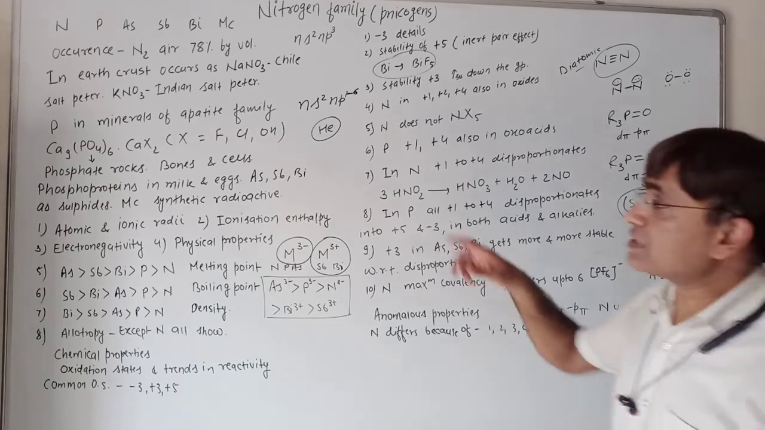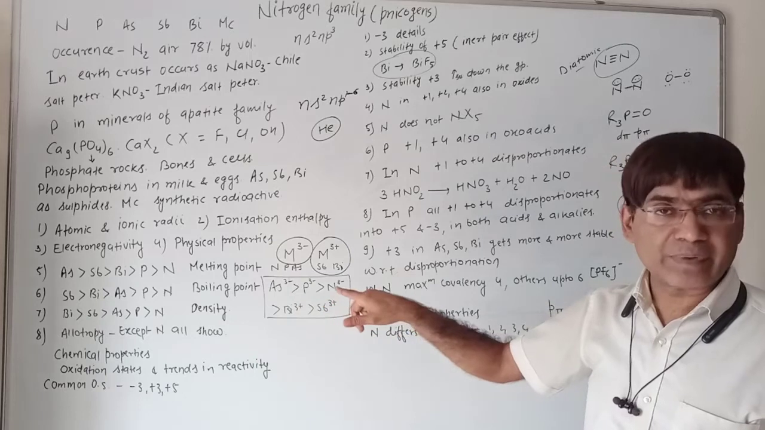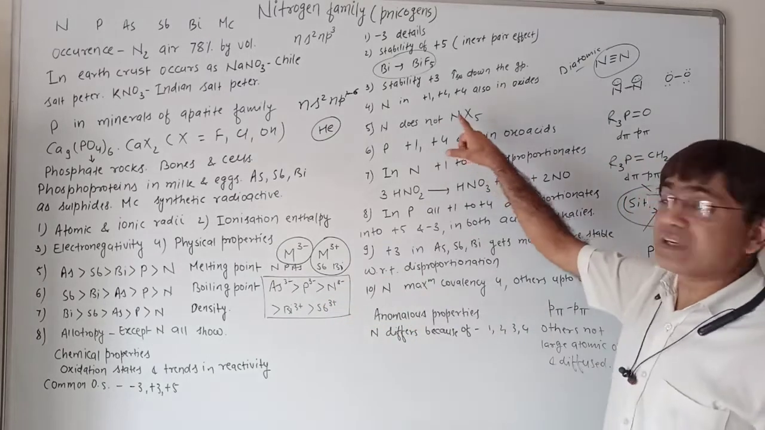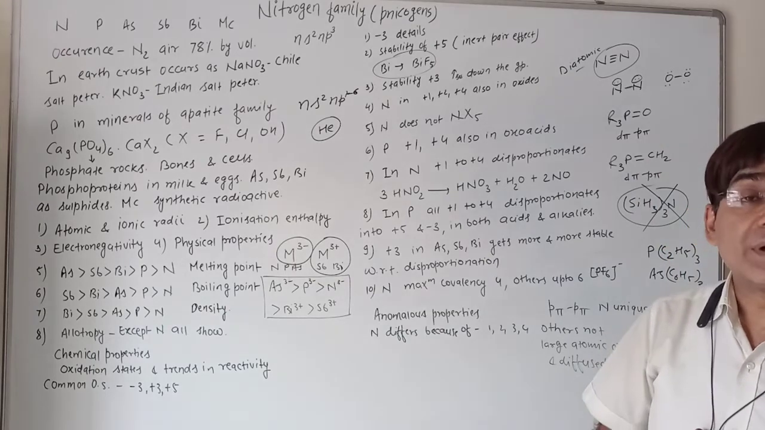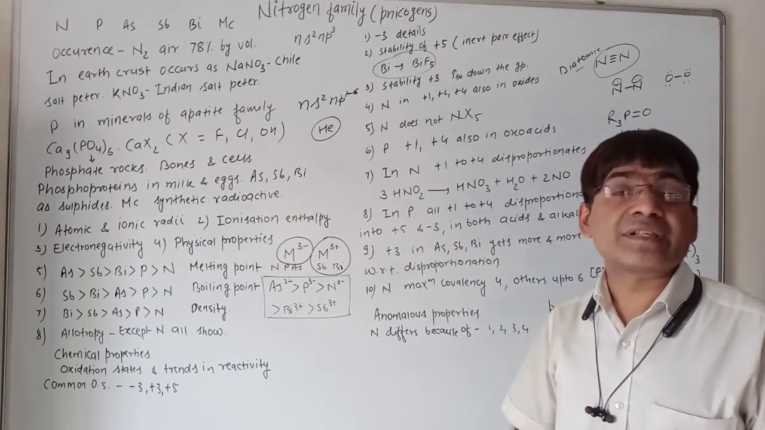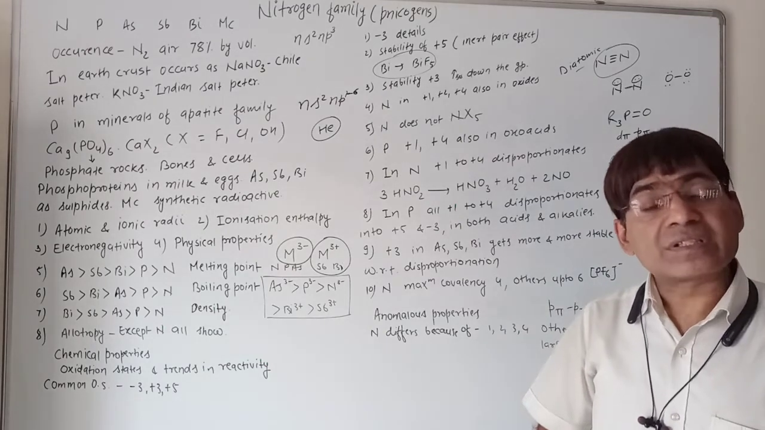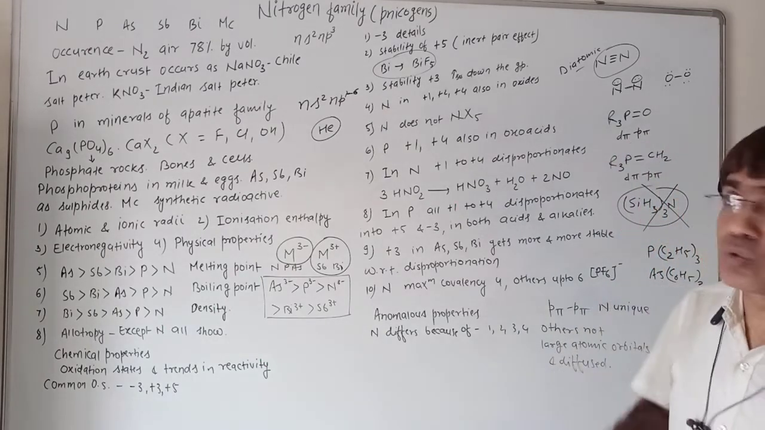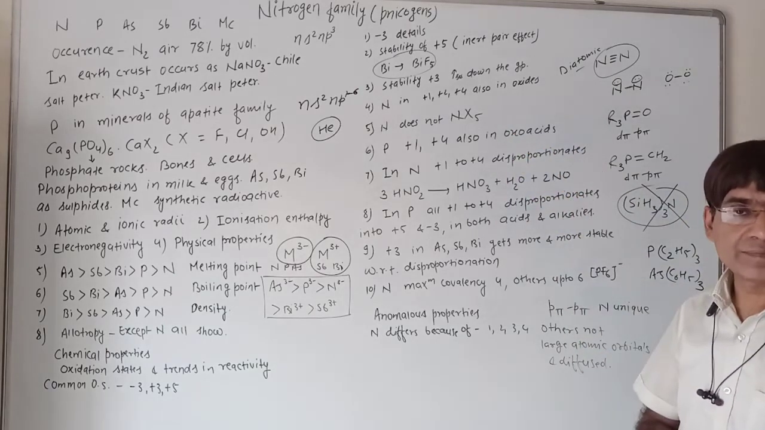So the common oxidation states exhibited by these group members were -3, +3 and +5. About nitrogen, apart from these common oxidation states, it also shows oxidation states of +1, +2 and +4. And nitrogen shows these oxidation states in its oxides.